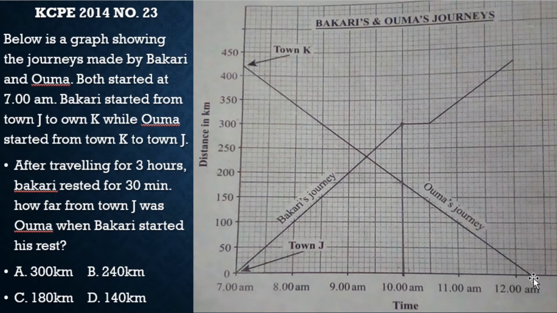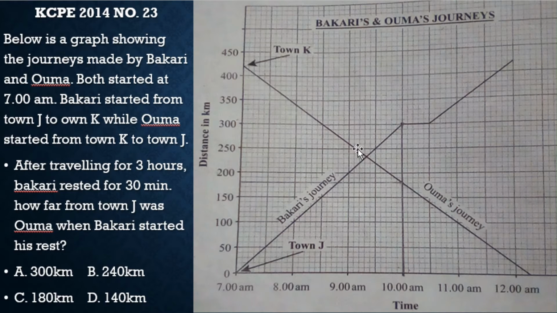Then after traveling for 3 hours, Bakari rested for 30 minutes. So this is Bakari's journey, who traveled for 3 hours from 7 to 10. Then he rested for 30 minutes. This is the rest. Then the question, how far from town J was Omar when Bakari started his rest? So we want to see how far from town J was Omar when Bakari started his rest.